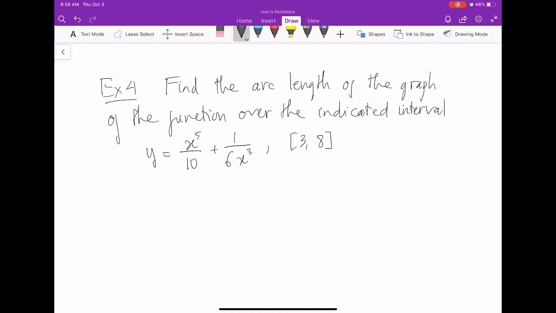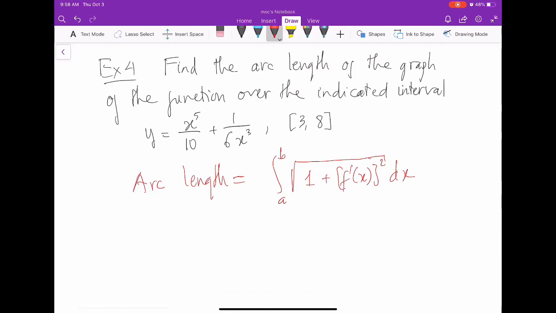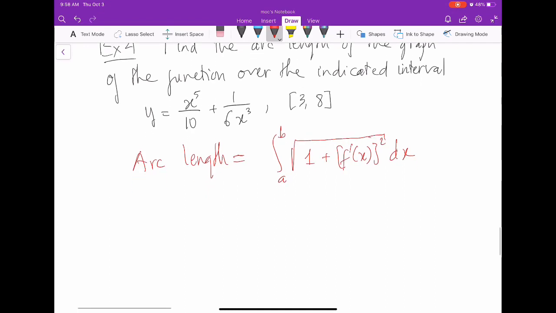Let's consider the next example. Find the arc length of the graph of the given function over some indicated interval. In this situation, you have the function y equal to x to the 5th over 10 plus 1 over 6x cubed. All right, so we know the formula for the arc length. The arc length is equal to the integral from a to b of the square root of 1 plus f prime of x squared dx, right? So we need to find the derivative of this function and then substitute everything into the formula.